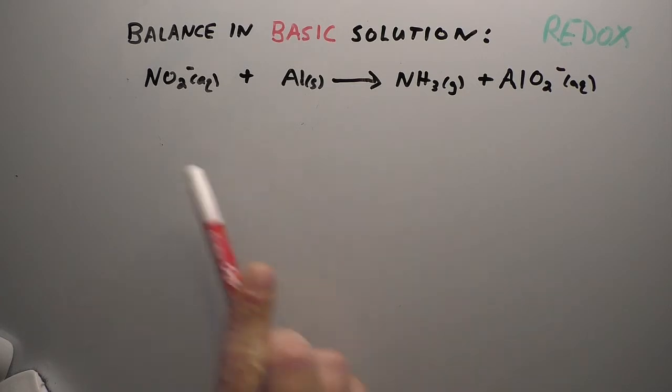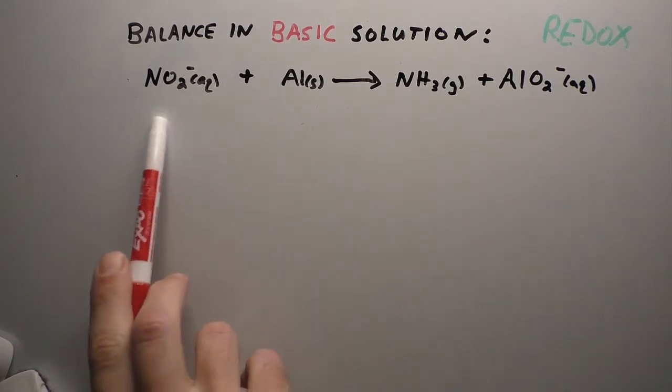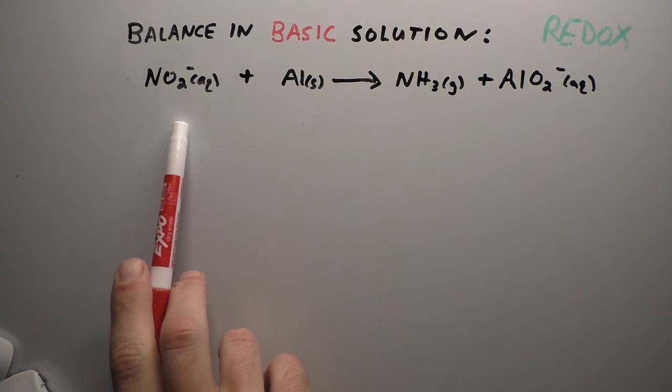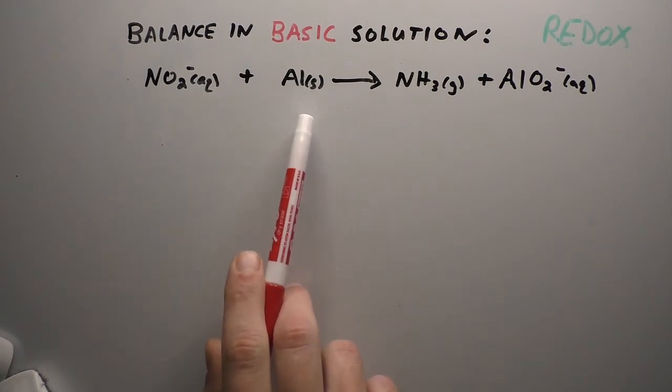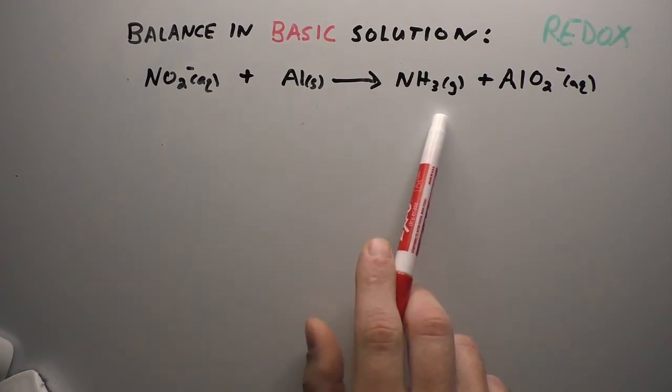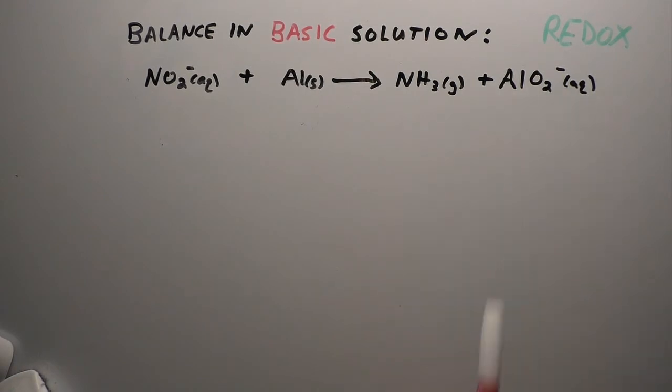So the equation is this right here, where we have the NO2 minus, that's the nitrite ion, reacting with elemental aluminum to produce ammonia, NH3, and AlO2 minus, that's the aluminate ion.